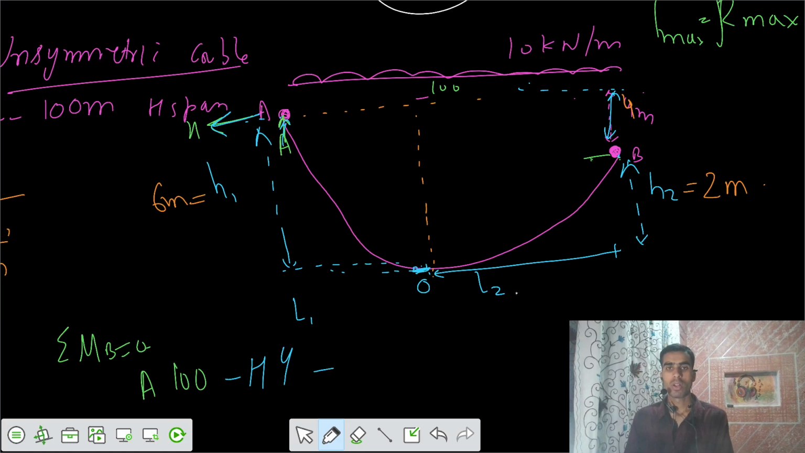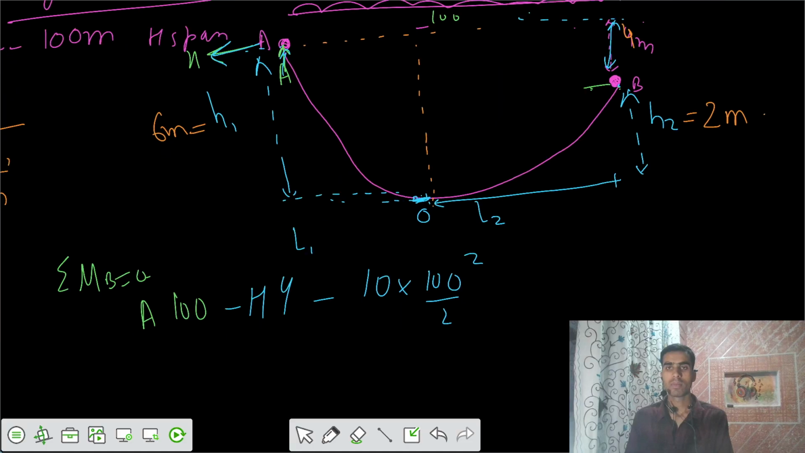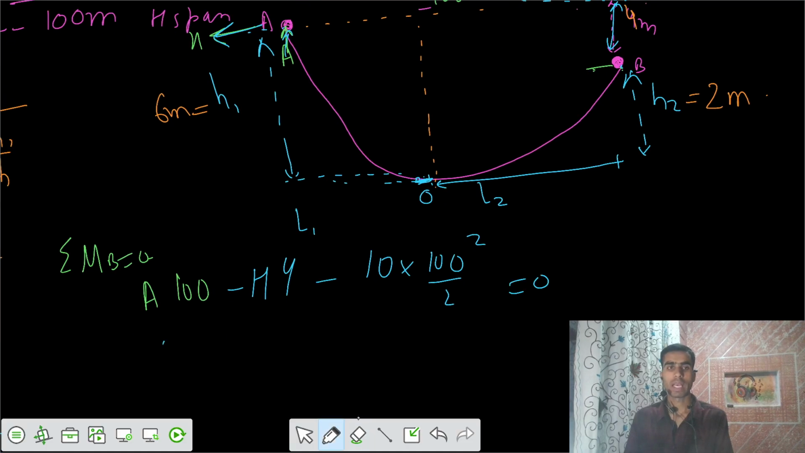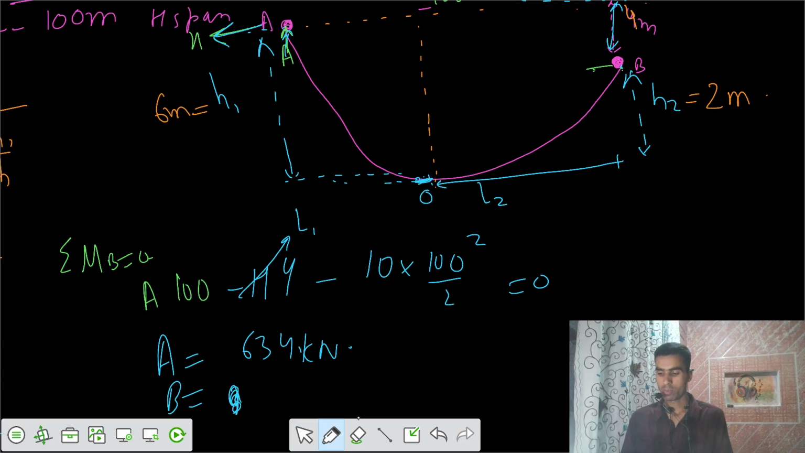And we have one more load that's also anti-clockwise, that UDL effect: 10 into 100 square by 2, equals to 0. So we get reaction A. We know the value of H. H was equal to 3349.6. So we can get the value of A, which is equal to 634 kilonewton. And the value of B would be equal to 366 kilonewton.